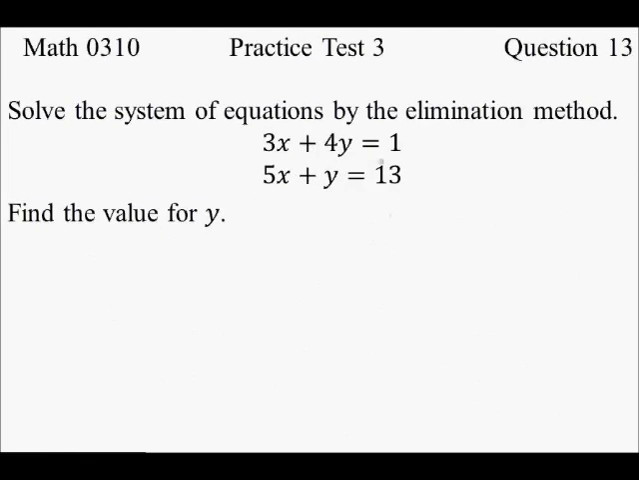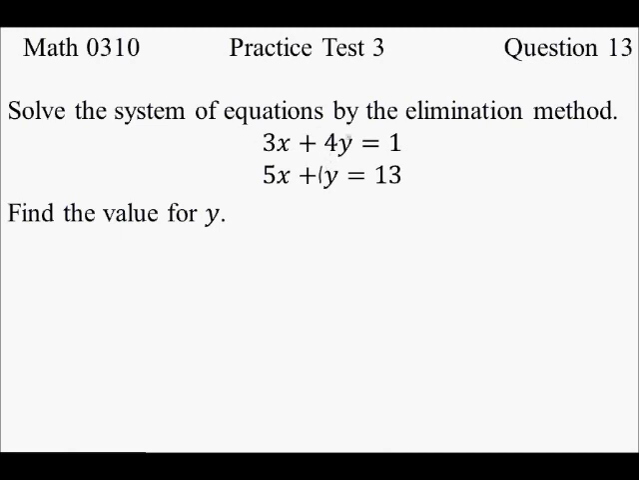Question 13, solve the system of equations by the elimination method. So looking here, we either want to eliminate our x's or eliminate our y's. I see it would be easier to get a least common multiple for the y's, because this is really like having one y here. And so 1 actually goes into 4. It's easier to get a common multiple with the y's.